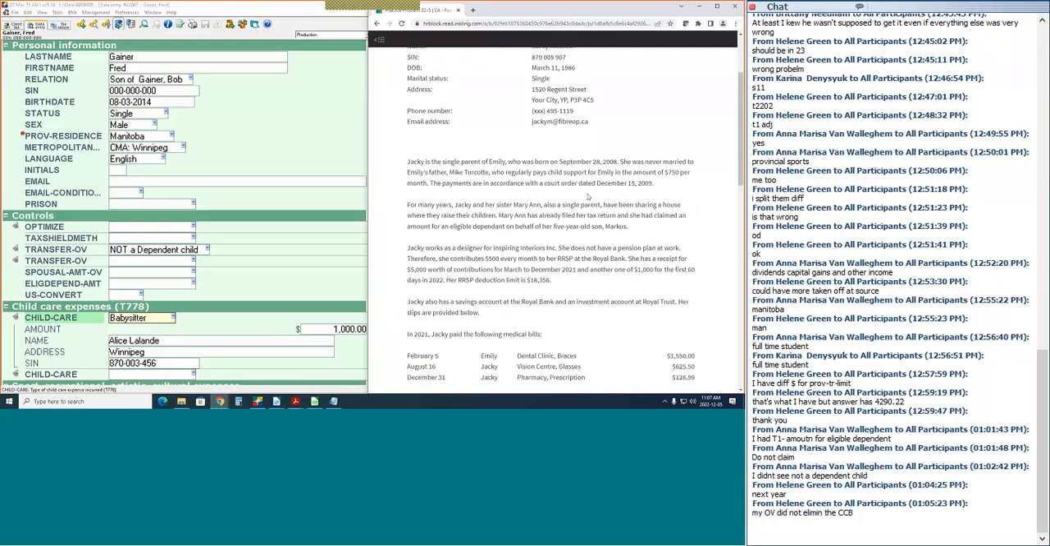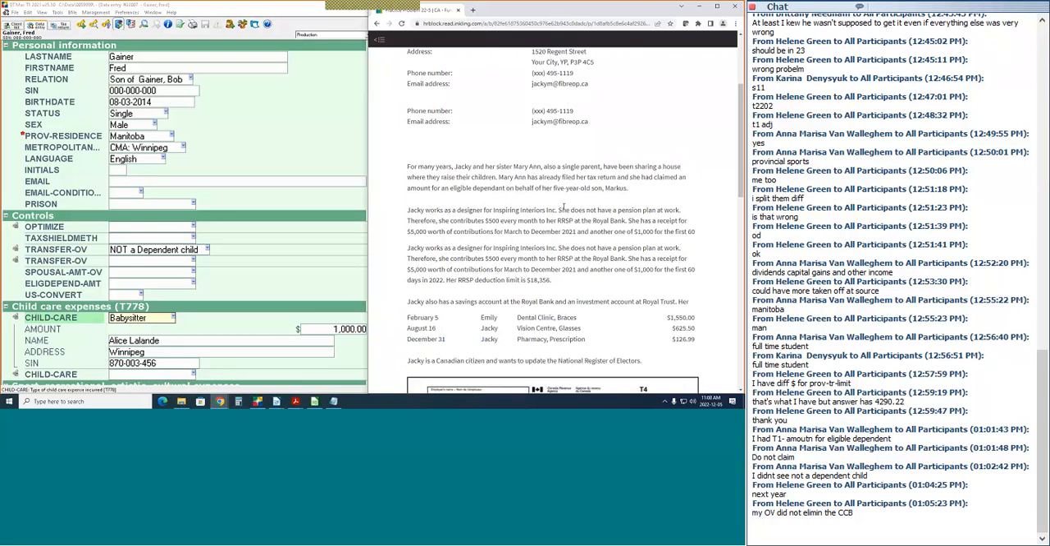So we have Jackie. Jackie and her sister Marianne, who is a single parent, share a house. Marianne has already filed her return, and she's claiming ELS dependent. So that means Jackie can't have an ELS dependent. Everything else, yes, but ELS dependent, no. We're going to have to optimize or transfer that one. This is transfer OV. Okay.